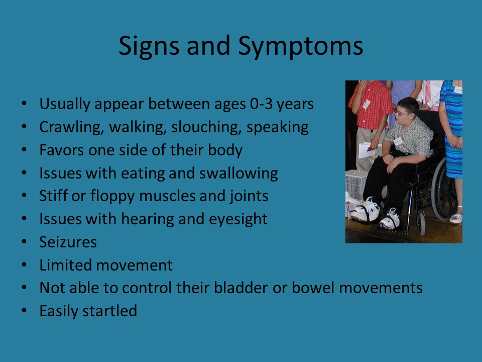Signs and symptoms. The signs usually start to appear anywhere between the ages 0 and 3. Crawling, walking, and speaking might not develop at the normal age if developed at all. They might favor one side of their body and might even notice slouching while sitting.